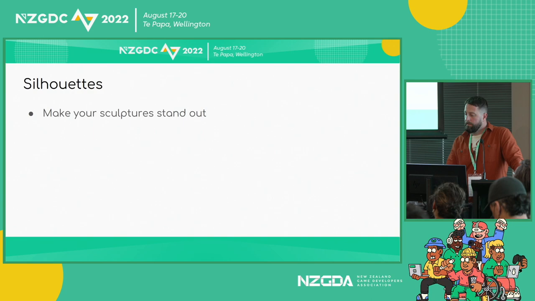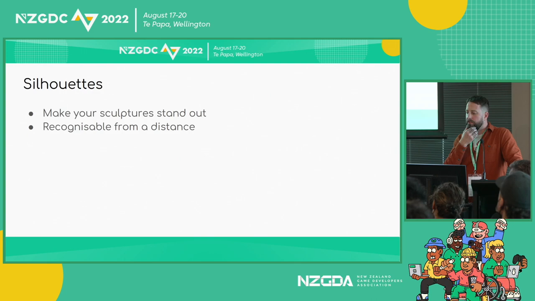So make your sculptures stand out by creating strong shape language and building really strong silhouettes. They need to be recognizable from a distance, like I say. If something's running towards you and you want to know what it is quickly, you're definitely not going to be looking at the skin pores, I can guarantee you.